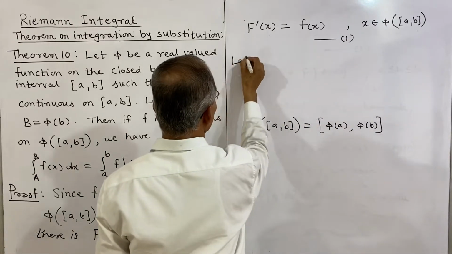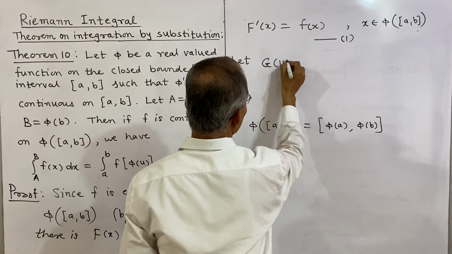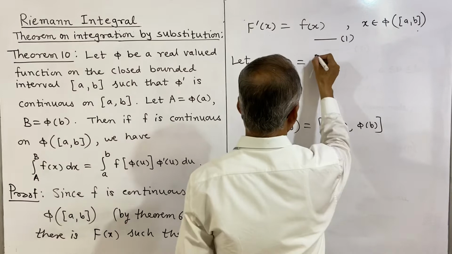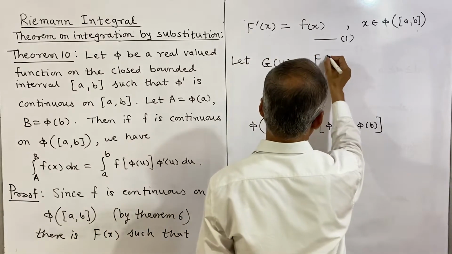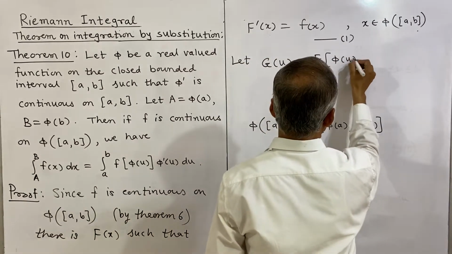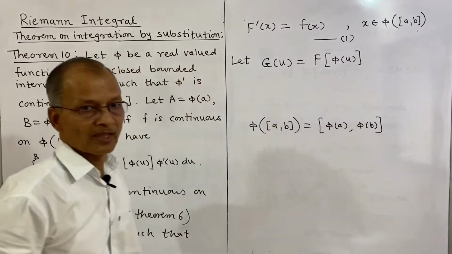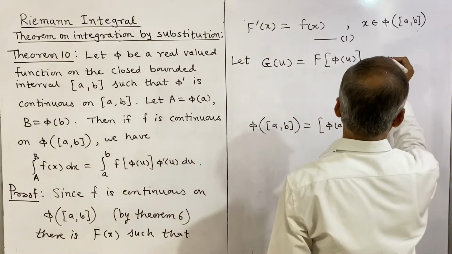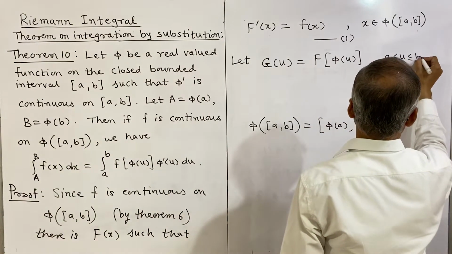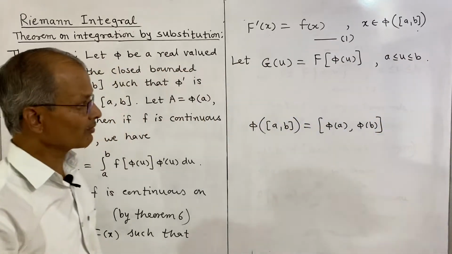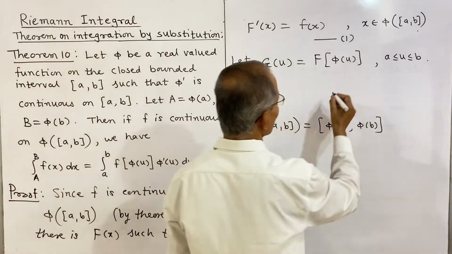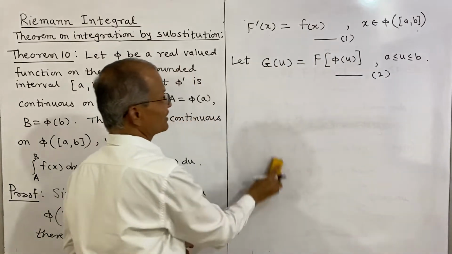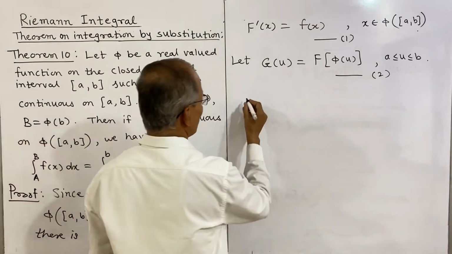Now further, suppose we consider a function capital G of u as capital F of phi of u, and here u will be in the interval a to b. That means a is less than or equal to u is less than or equal to b, means u belongs to the closed interval a to b, and we may assume this as the second statement. We now differentiate this capital G using the chain rule.